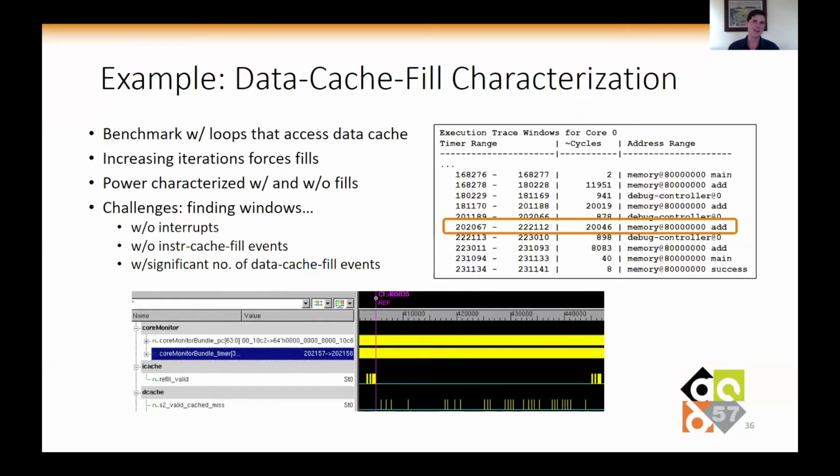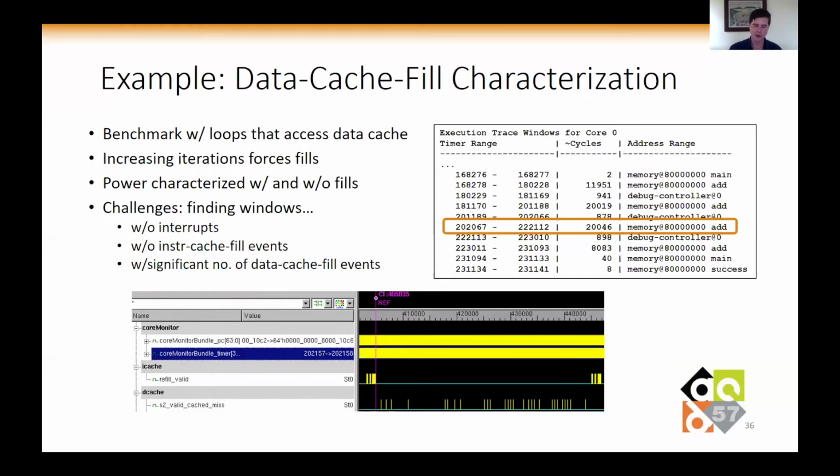So to do that, we had to solve a number of technical problems. One thing we had to do was search through the activity to find windows in which the execution was not being interrupted to the debug controller. We also had to find windows where there were no instruction cache fill events, as I'm showing here and here. And then we had to make sure that we had a non-trivial significant number of data cache fill events, as I'm illustrating down there at the bottom.